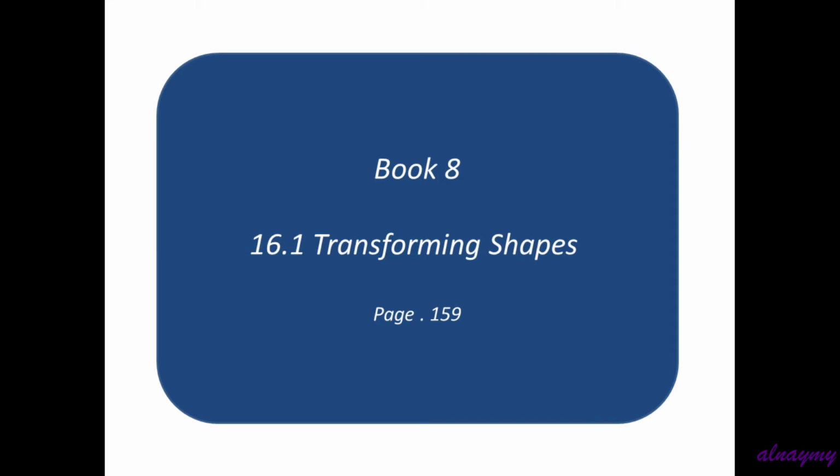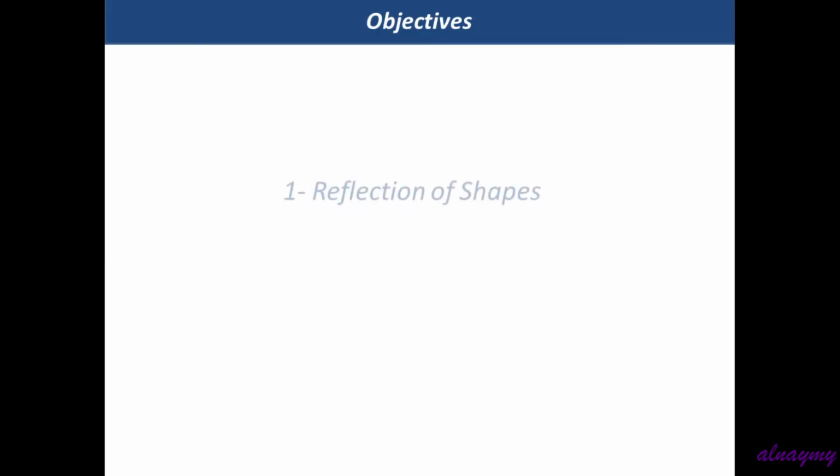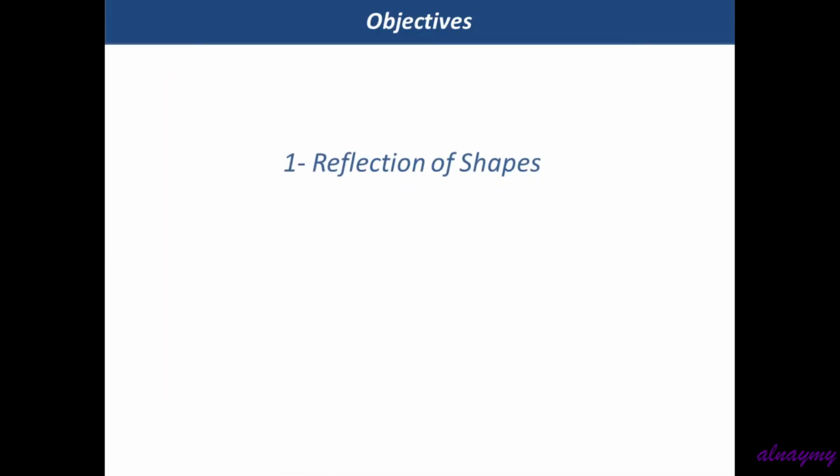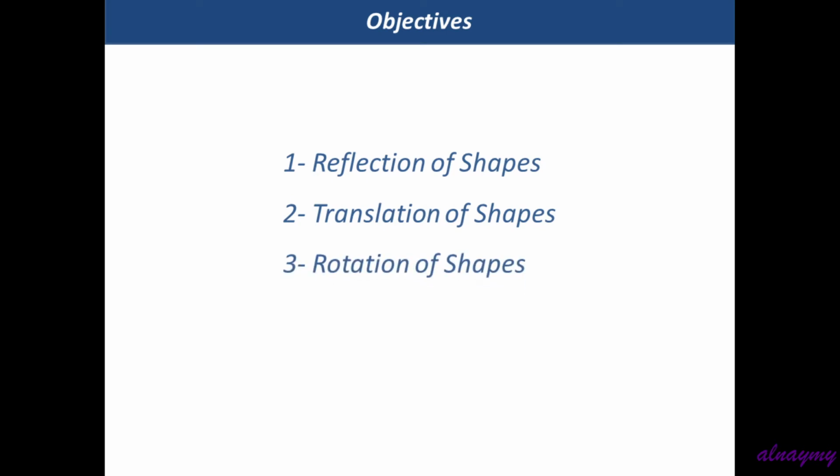Hello dear students, today's lesson is in math, book A, transforming shapes, page 159. Objectives: reflection of a shape, what I mean by reflection of a shape and how I do it, and then we have the translation of a shape, what that means and how I do it, and also rotation of a shape, what does that mean and how can I do it.